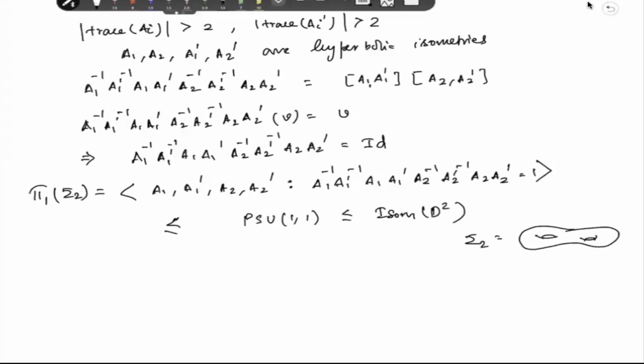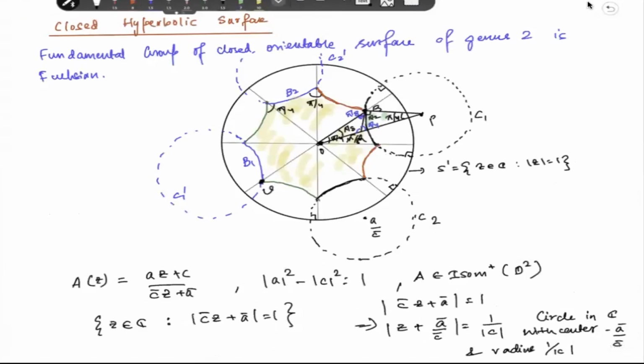So what we have done so far is we got 4 isometries. One isometry, namely A1, will take the black geodesic to the black geodesic, and the other isometry, A2, will take this B1 to B2. One of A1 prime or A2 prime will take this green geodesic to the green geodesic, and the other will take the red geodesic to the red geodesic. So we got hold of 4 isometries which do the side pairings, and we have only one relation: the product of the commutators is equal to 1.